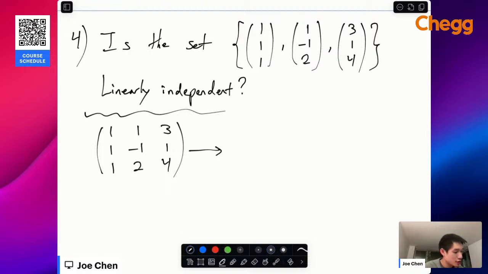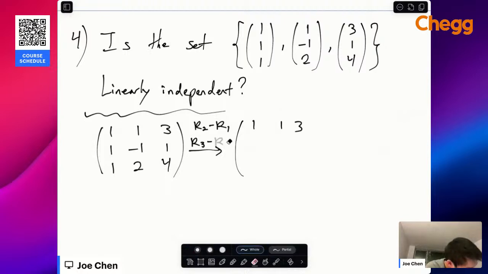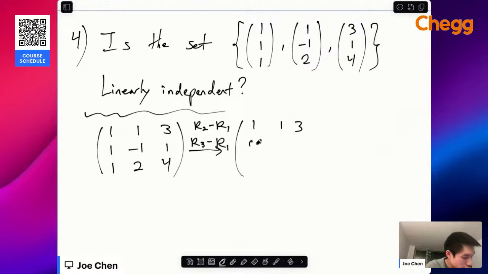To do row reduction, I want to eliminate these two ones. So I get 1, 1, 3. I'm going to take the second row and subtract the first row. I'm going to take the third row and also subtract the first row. And here, what do I get? I get 0, minus 2, minus 2, and then here I get 0, 1, 1.